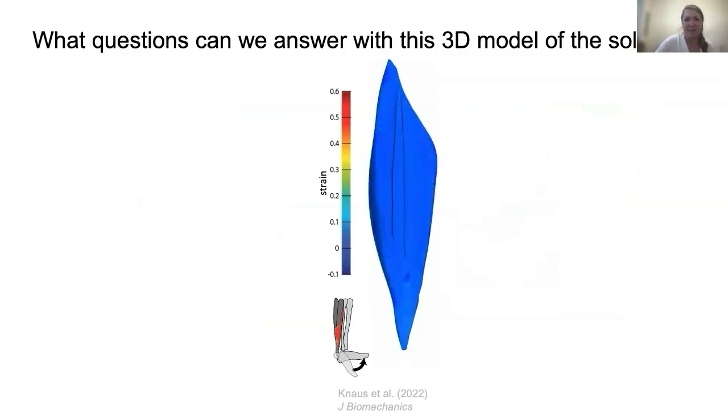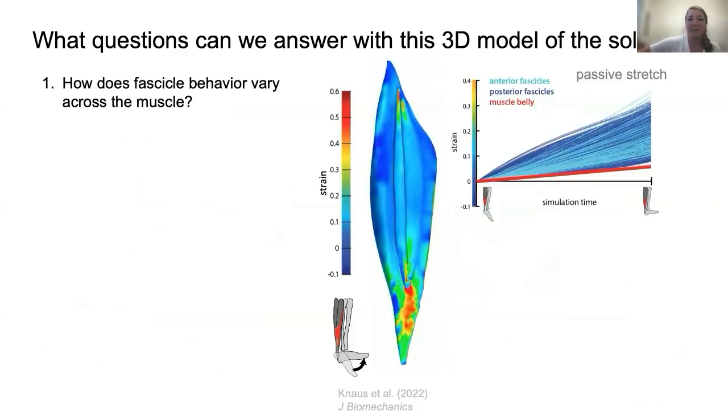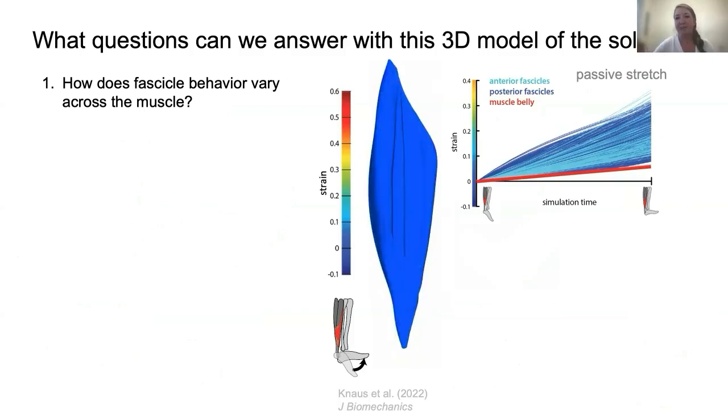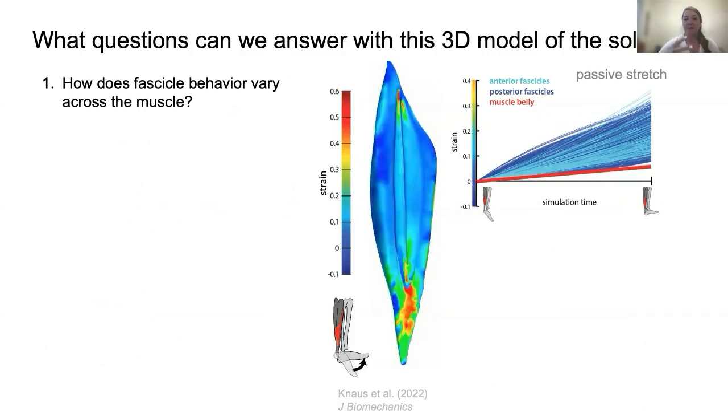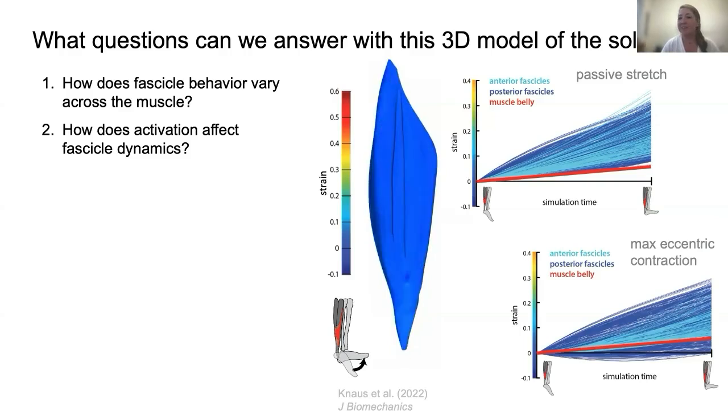All right, so to wrap up, some questions that we can answer with this kind of model. With this Soleus model, we looked at how fascicle behavior actually varies across the muscle. Rather than that assumption of a single fascicle behavior, we can look across the muscle within these different compartments. We can further look at how the activation dynamics affect fascicle behavior. So the top graph is passive stretch of the muscle versus an eccentric contraction of the same muscle extension, and we see differences in those fascicle behaviors.